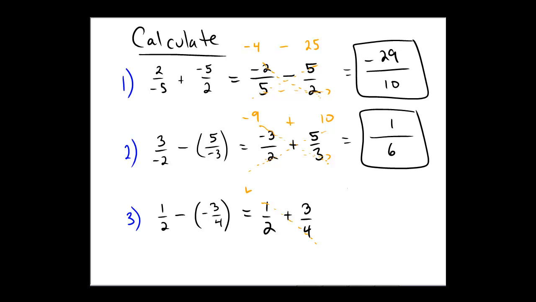4 times 1 is 4. 2 times 3 is 6. And when you add those together, 4 and 6 are 10. Over 2 times 4, also known as 8. Oh, and we have to do a little extra reduction here. 10 divided by 2, 8 divided by 2. Answer 5/4, so that way we have a completely simplified fraction.